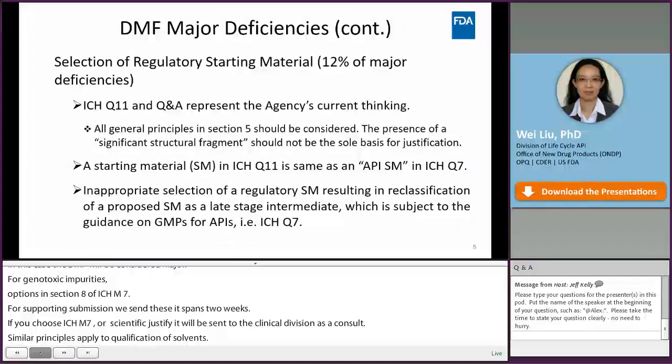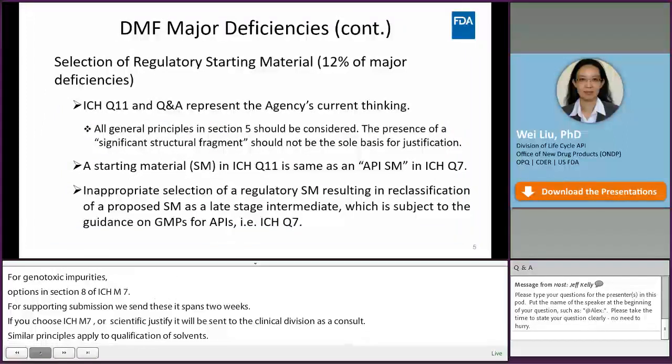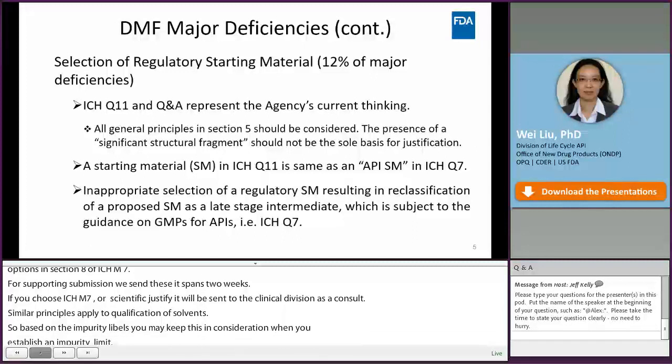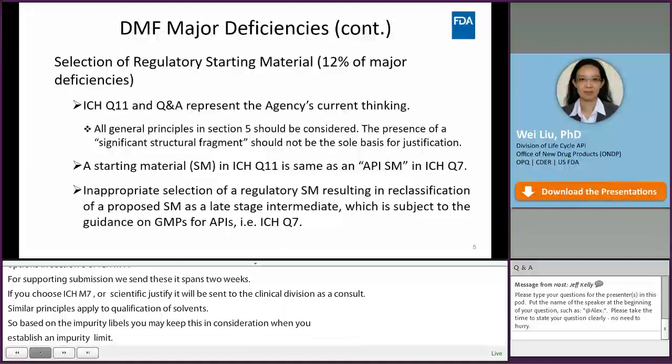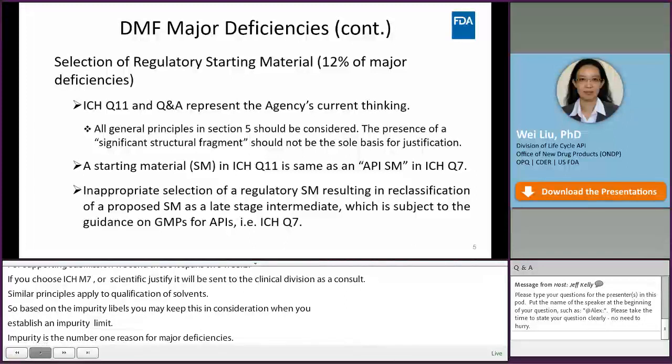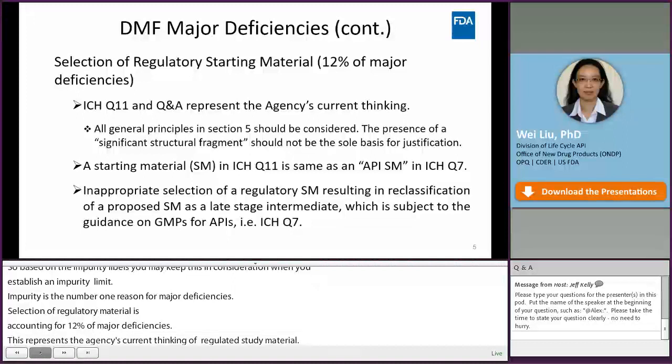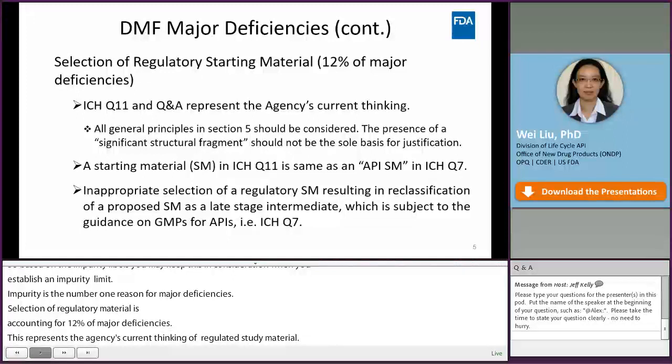Impurity qualification is the number 1 reason for major deficiencies. Selection of regulatory starting material is number 2. It accounts for 12% of major deficiencies. ICH-Q11 and its Q&A represent the agency's current thinking on selection of regulatory starting material. When you choose the starting material, all general principles in Section 5 of that guidance should be considered. The presence of a significant structure fragment should not be the sole basis for justification.